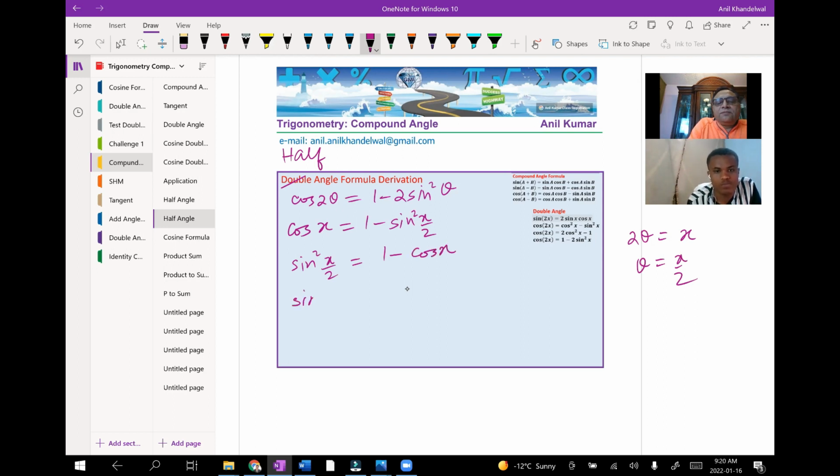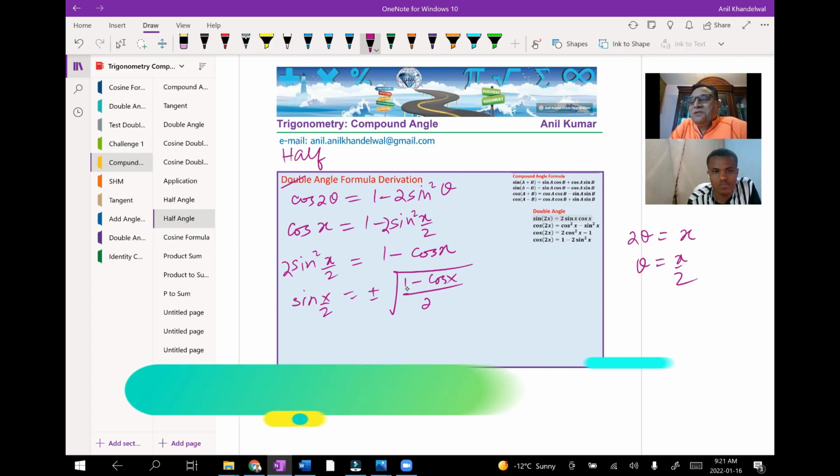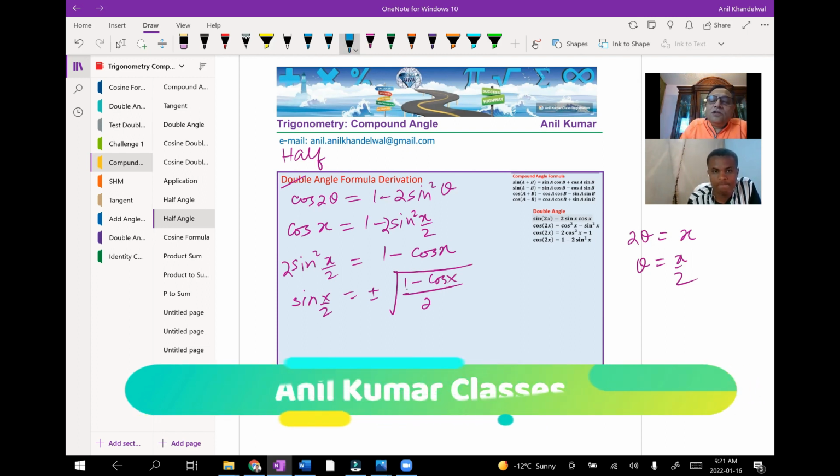And now square rooting, I get the square root of 1 minus, oh sorry, it was 2 here. I forgot to write 2 here. So the square root of 1 minus cos x over 2 with plus and minus sign. Do you see the half angle formula this time? So simple. Again, when to use positive and when to use negative depends on which quadrant you are in. Based on that, you can now find the value, correct?